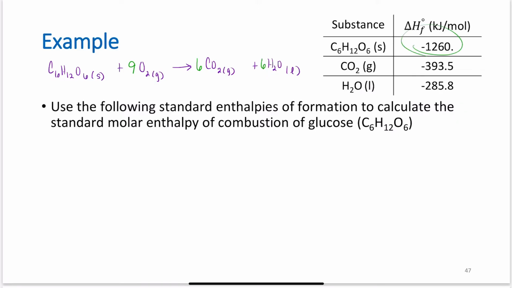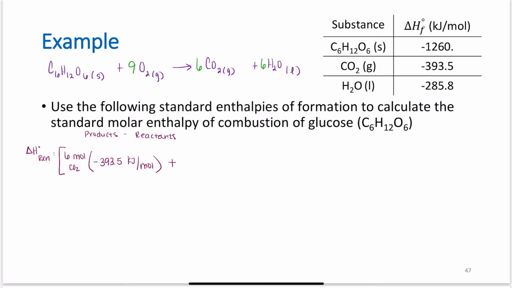We've got your values here. So we're going to use these to figure out the delta H of reaction for this entire reaction. So how are we going to do this? Delta H naught of reaction. We're going to think products minus reactants. So products first. We have 6 moles of CO2 times the value for CO2. Negative 393.5 is your delta H formation for CO2. That is kilojoules per mole.